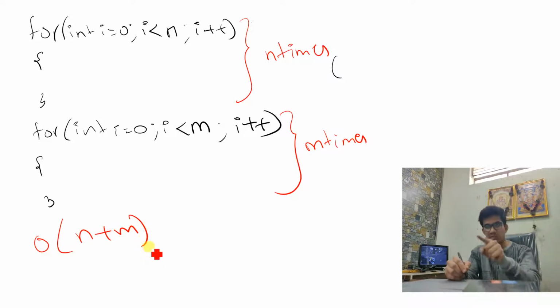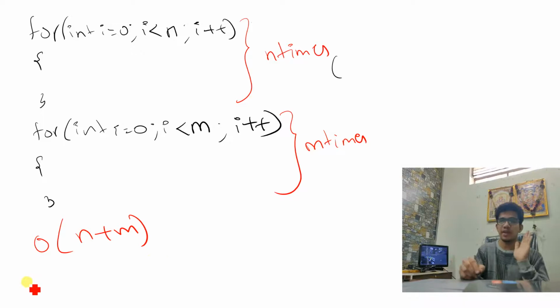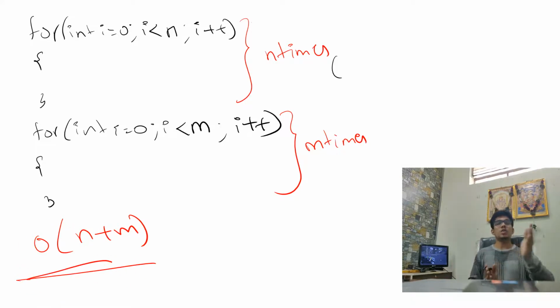Now can I reduce this? No, don't write order of n. This is our time complexity here, order of n plus m. It will take n amount of time plus it will take m amount of time, that's it. So this is how to represent it when you have two or three different variables. You can do order of n plus m plus k plus j, if there are many loops with different variables. I hope you have understood this also.